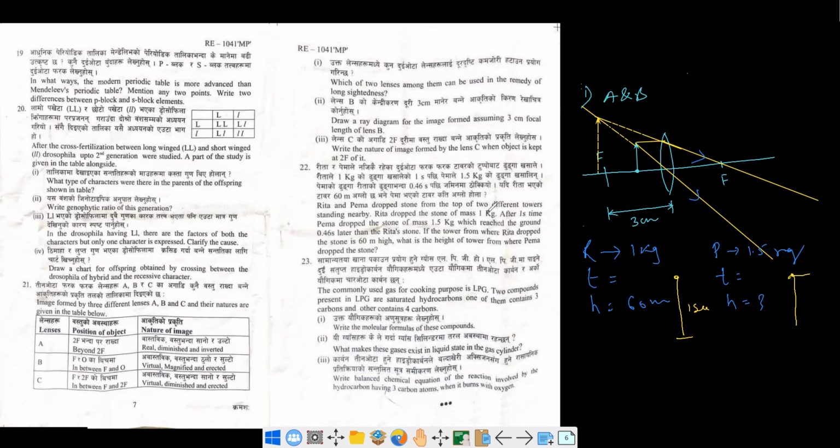Rita dropped the stone of 1 kg. After 1 second, Pema dropped the stone of 1.5 kg, and it reached the ground 0.46 second later than Rita's.